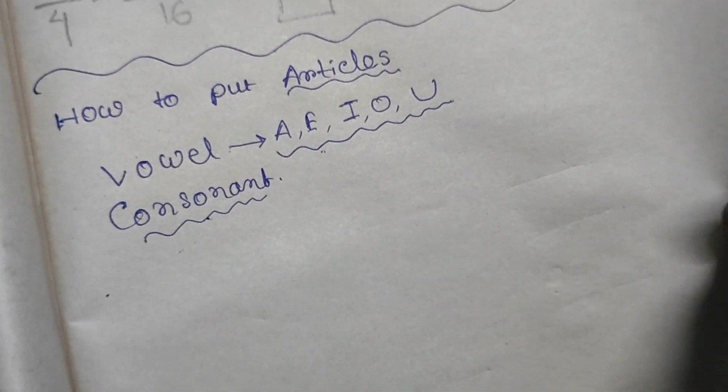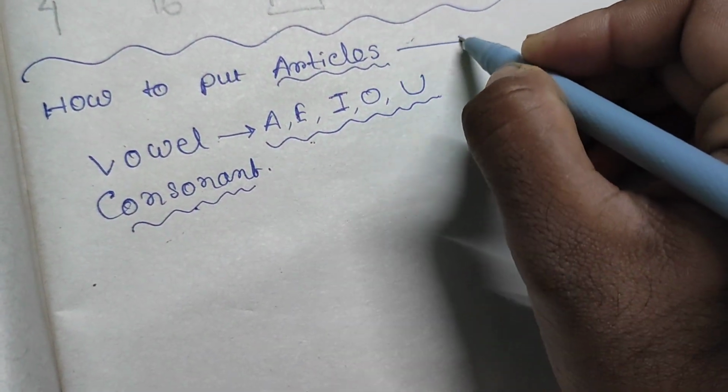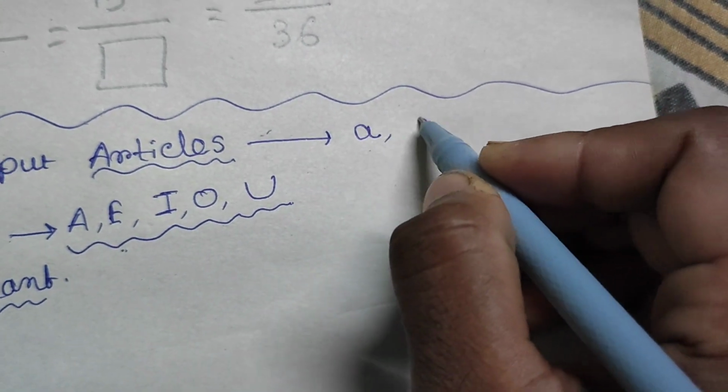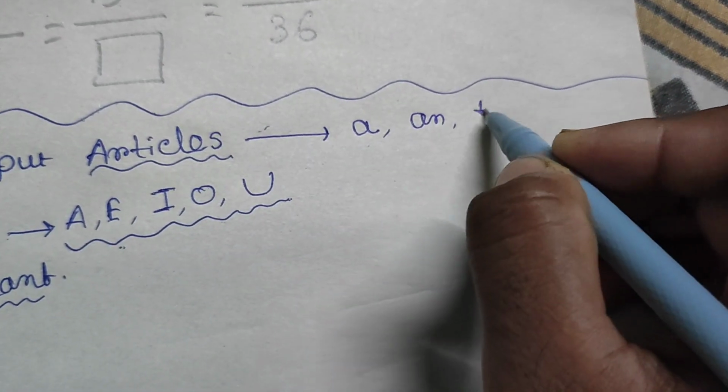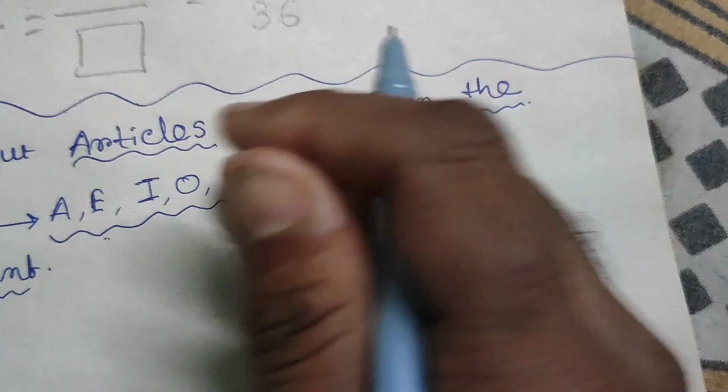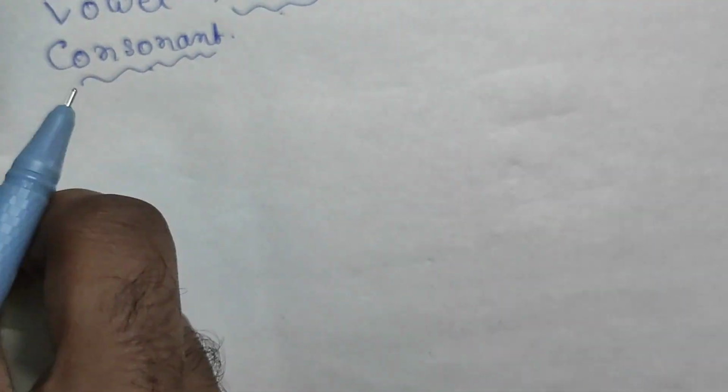Now, who are the articles? A, an and the. These 3 are articles. Now, listen and watch carefully.